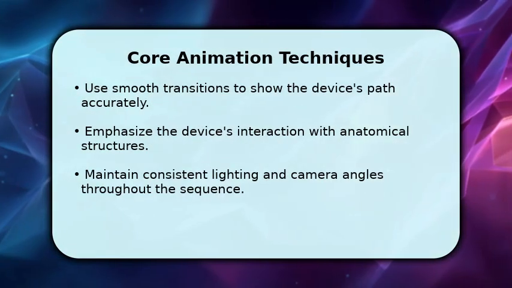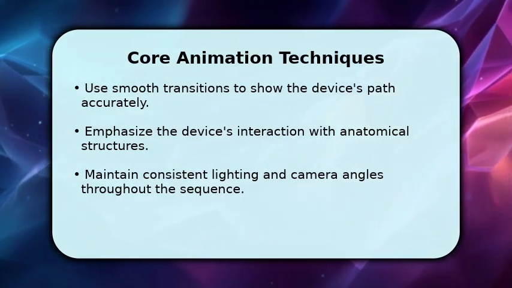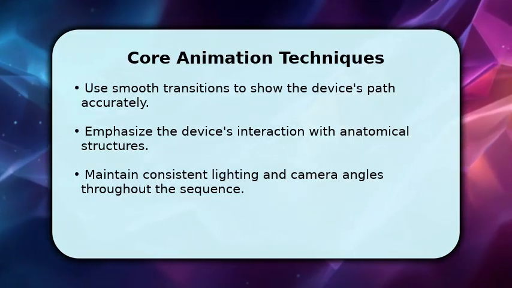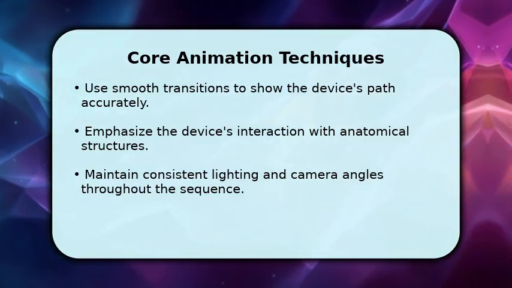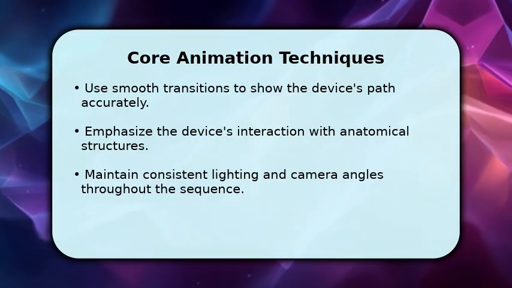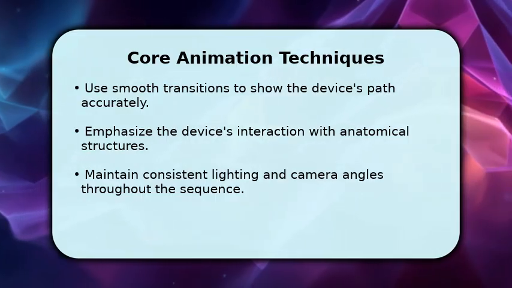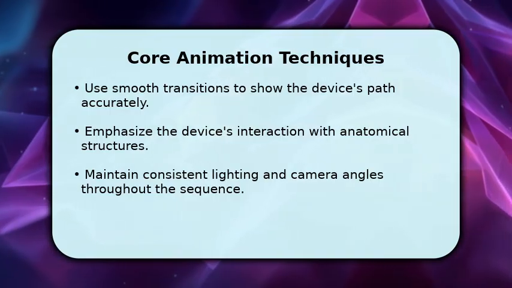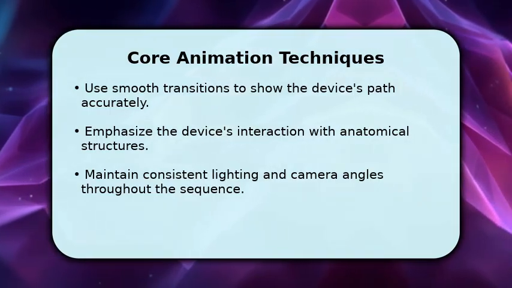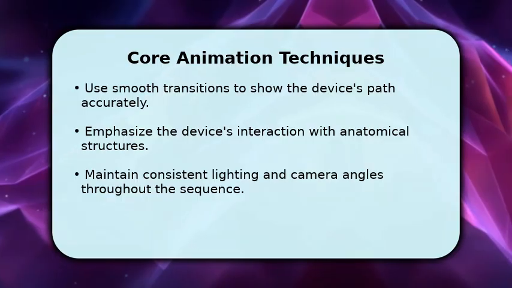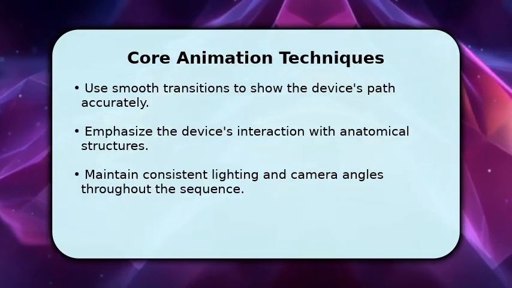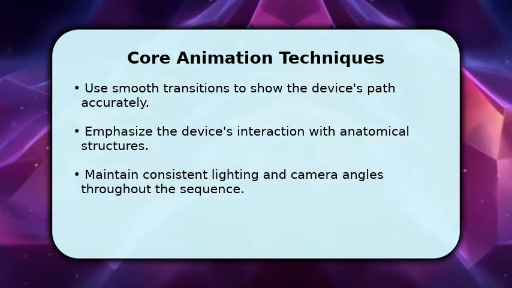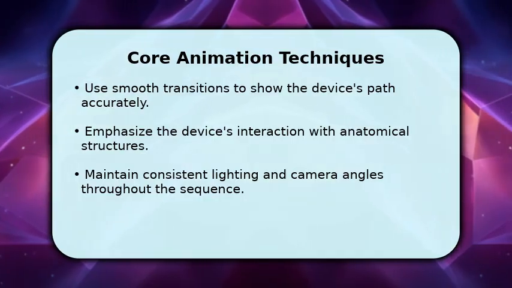To achieve a compelling animation, focus on fluid motion and precise timing. Animate the copper T's journey through the reproductive system with careful keyframing. Highlight the device's flexibility and how it conforms to the uterus. Use subtle effects to show the copper ion's release, which is vital for its contraceptive action. Ensure every movement is medically accurate and easy to follow.